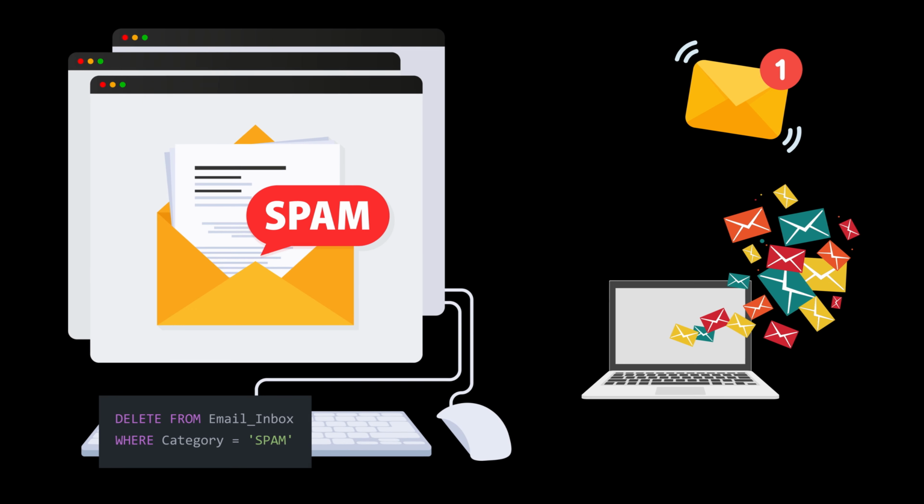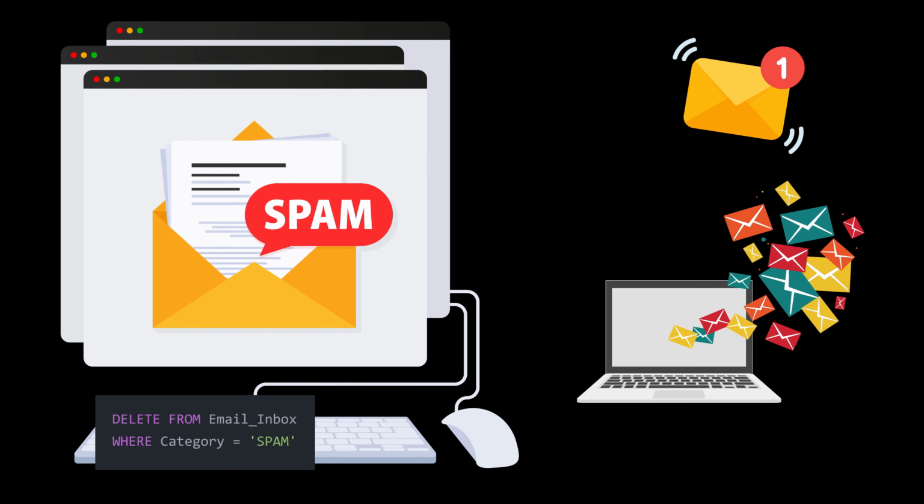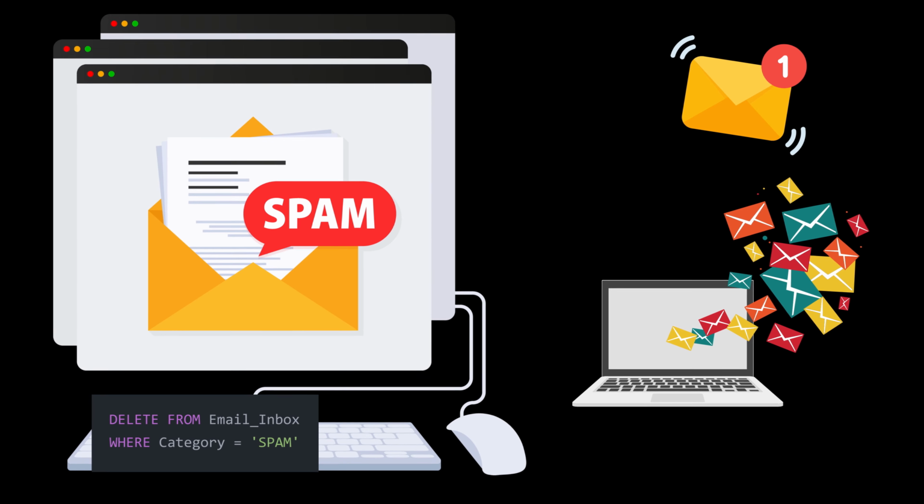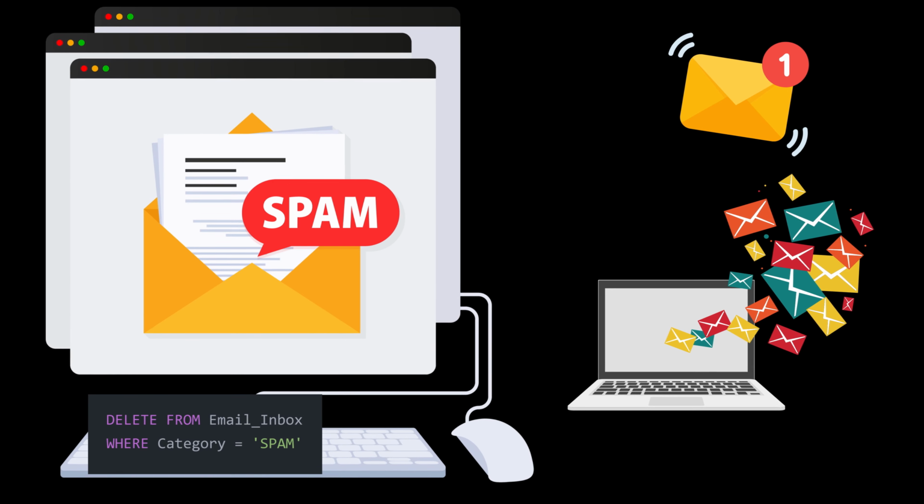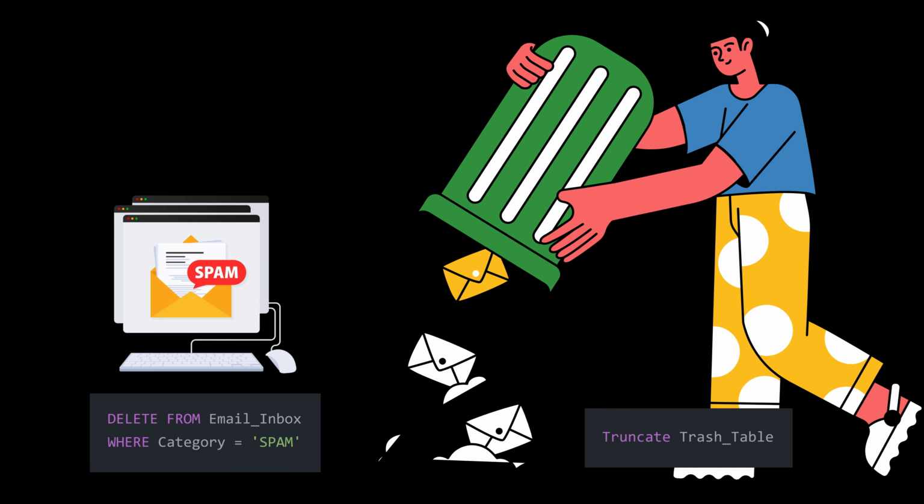Deleting specific emails from your inbox versus emptying the trash folder completely. Delete is like selecting specific emails to delete, while truncate is like emptying the entire trash bin at once. Delete: delete from emails where email ID equals 1. Truncate: truncate table emails.